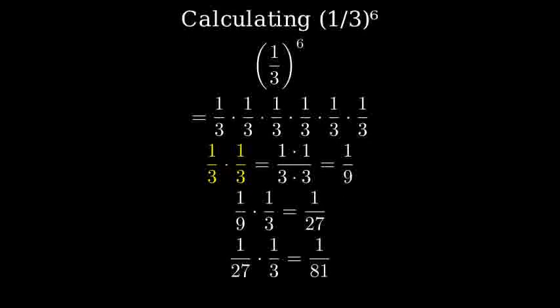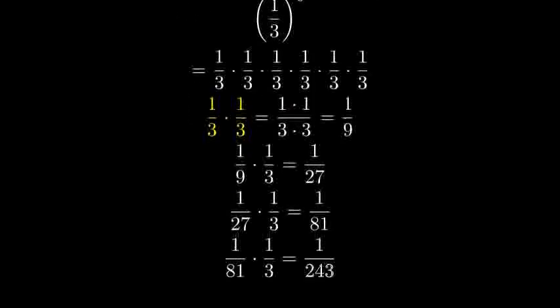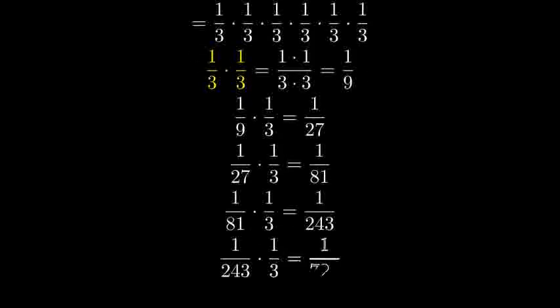1 times 1 is 1, and 27 times 3 is 81. For the fifth multiplication, we multiply 1/81 by 1/3. 1 times 1 is 1, and 81 times 3 is 243. Finally, for our last multiplication, we multiply 1/243 by 1/3. 1 times 1 is 1, and 243 times 3 is 729.